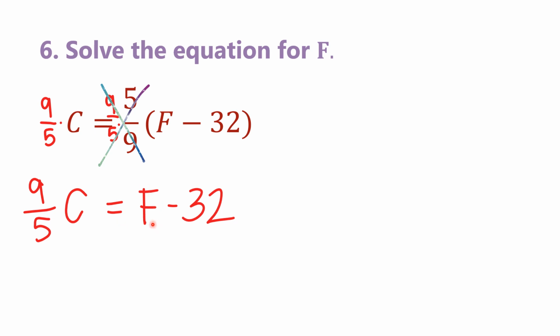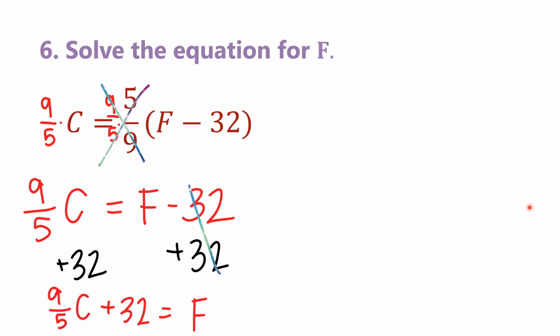And now I'm trying to get f by itself, so the last thing standing in my way is this 32. So I need to add 32 to both sides to get f by itself. That cancels out on the right, and we have f equals 9 over 5 c plus 32. I know some of y'all have told me you prefer to put what you're solving for on the left, so if you write it this way, that is fine. Those two answers are the same.